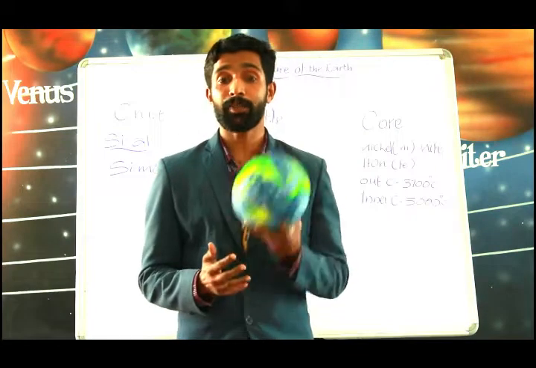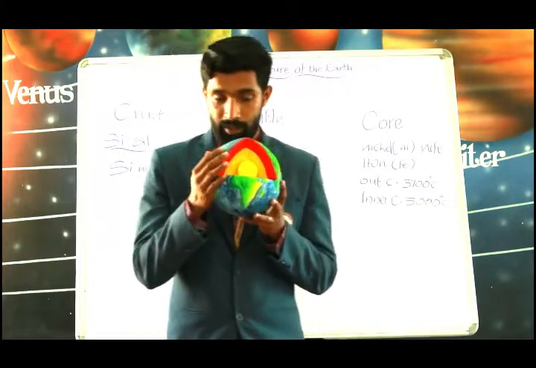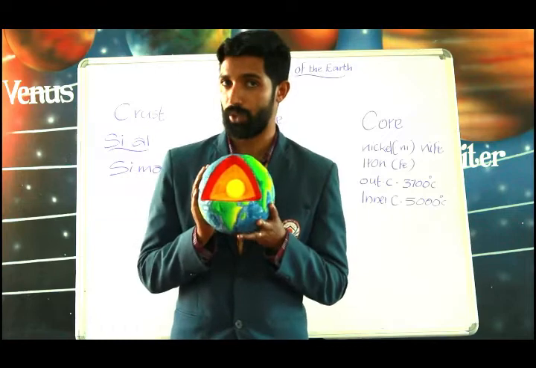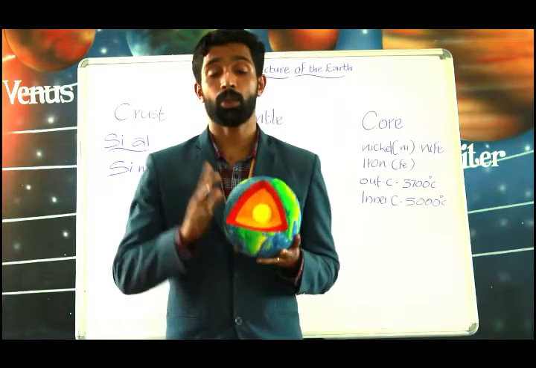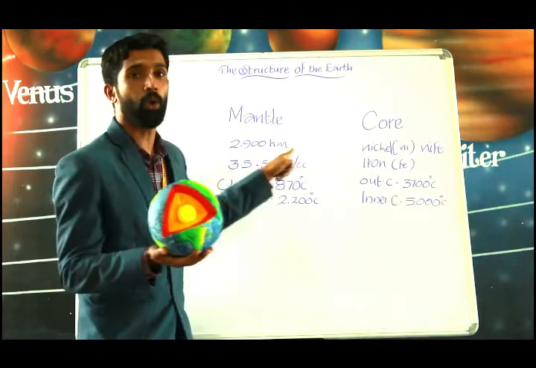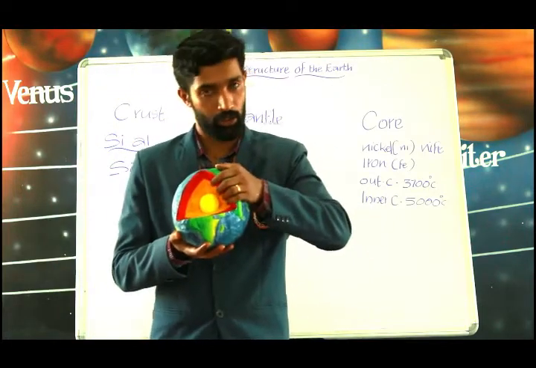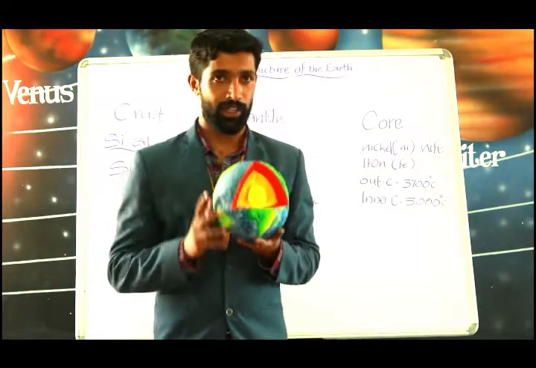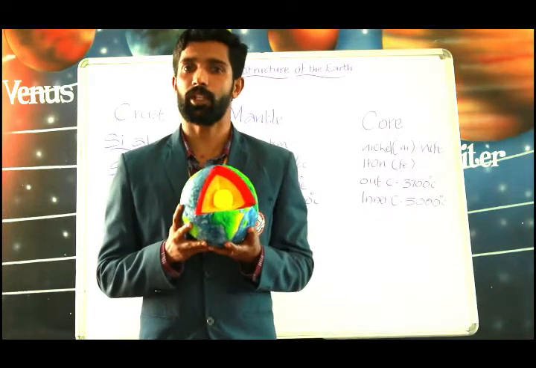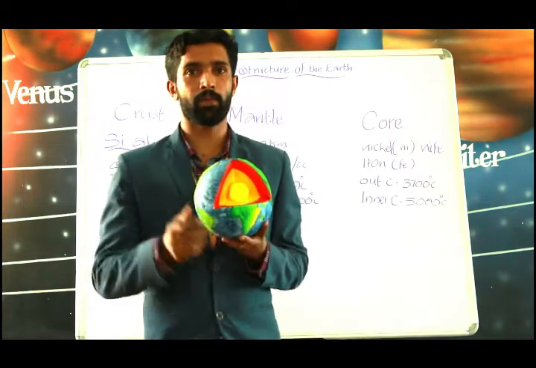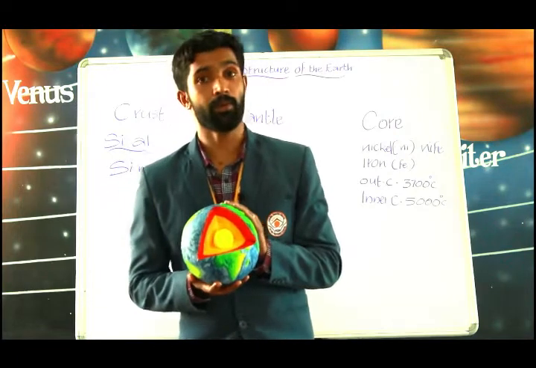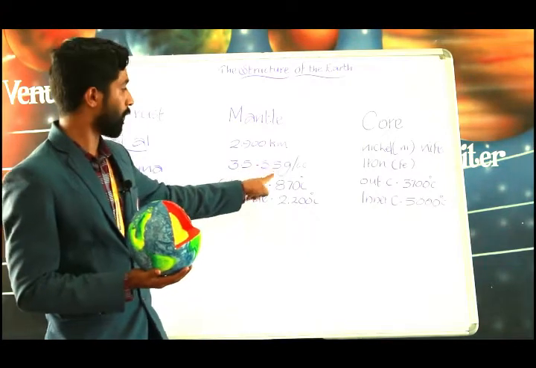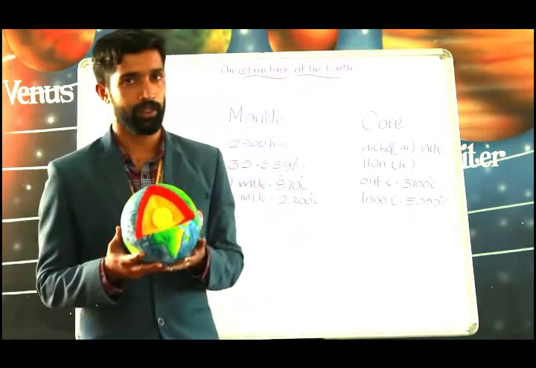So the next one is mantle. The layer below the crust is known as mantle. It is 2,900 kilometers thick. It is mostly made up of silicon, iron and magnesium. Okay, so the density varies between 3.5 and 5.5 gram per cubic centimeter.